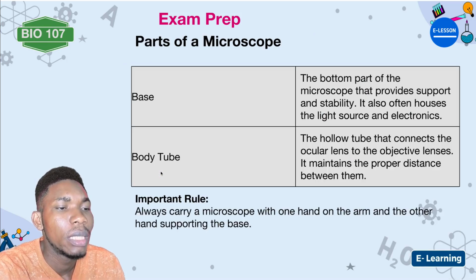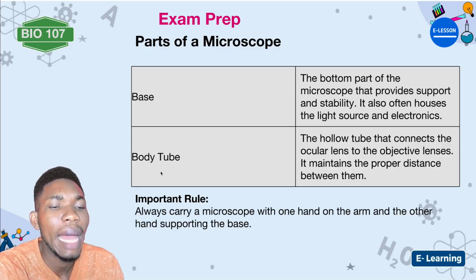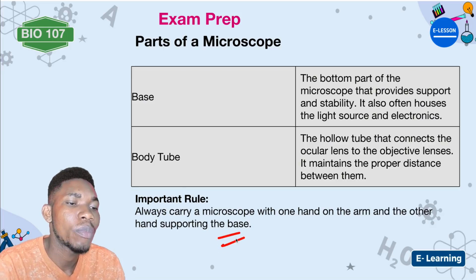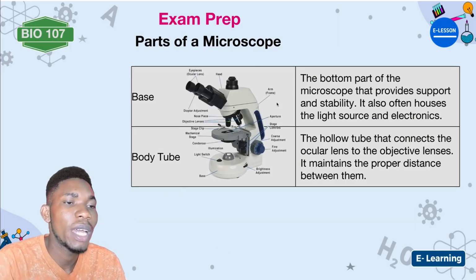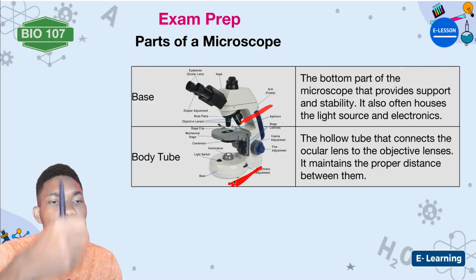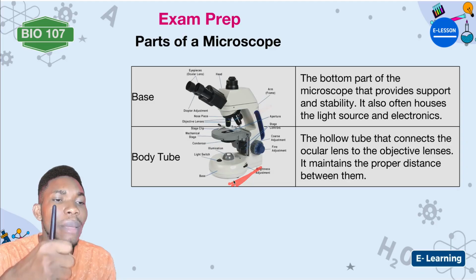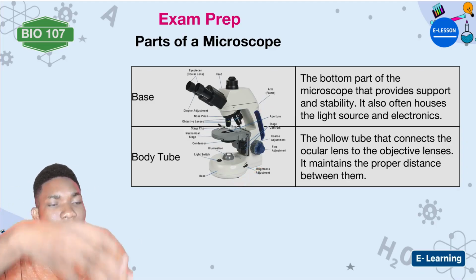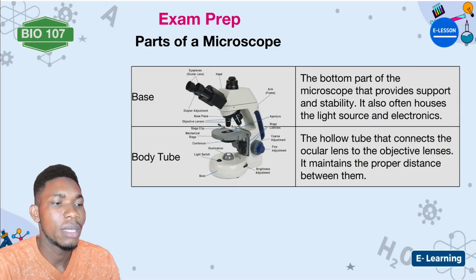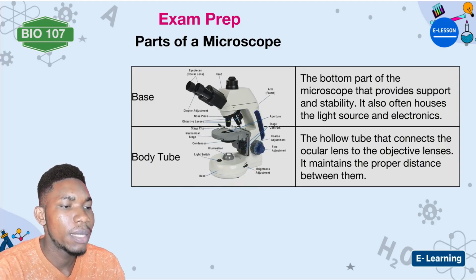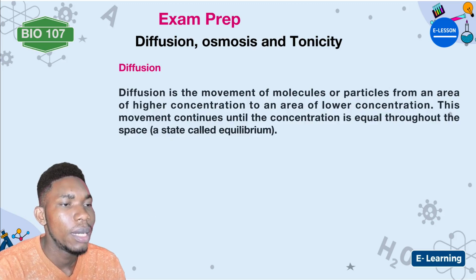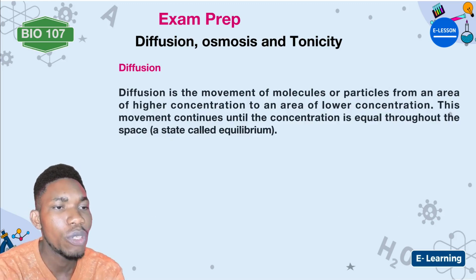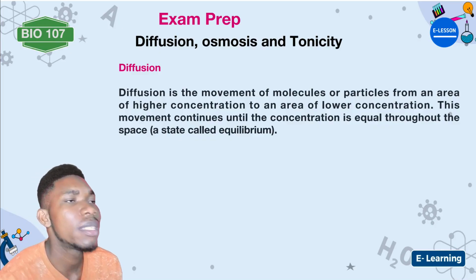Now, another thing you should always know is to carry a microscope with one hand on the arm and the other hand supporting the base. I've said that over and over again. Put one hand here, on the arm, then the other hand should be on the base. You hold it like this. That is how to carry a microscope. Don't just go and hold it like this. One hand must be on the arm and the other one at the base. Is that okay? Exactly.